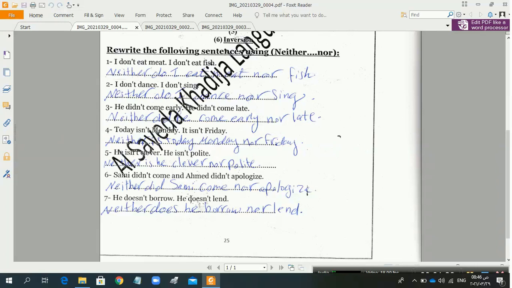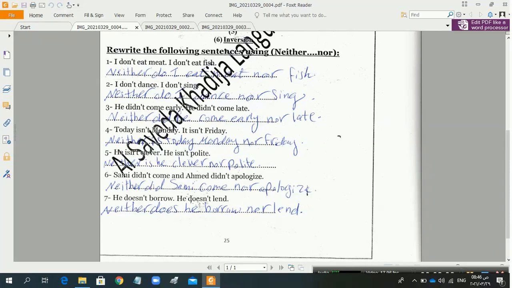I don't eat meat, I don't eat fish. I started with neither, then do: neither do I eat meat nor fish. Okay, can you see the rule from this example in number one? Neither, do here as the helping verb, plus subject I, plus verb eat, meat, then nor plus verb, plus noun, okay, or verb, okay.